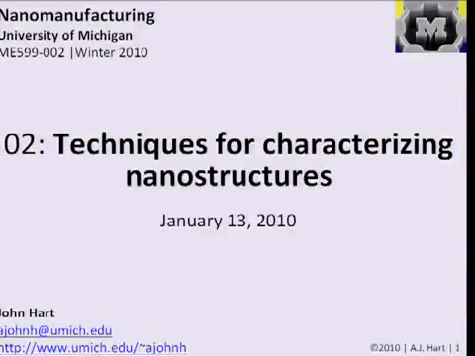Okay, let's get started. Today we're going to talk about techniques for characterizing nanostructures.